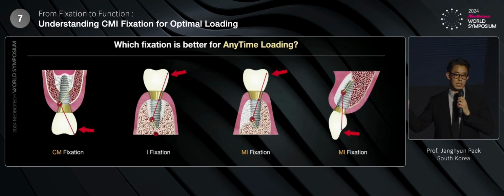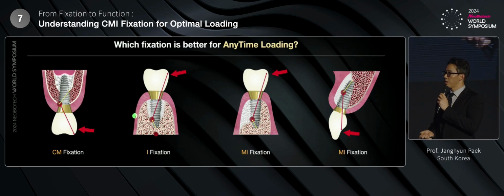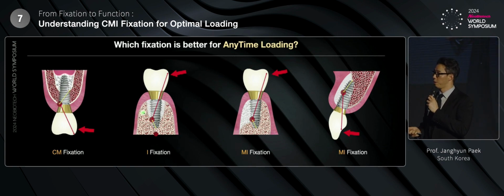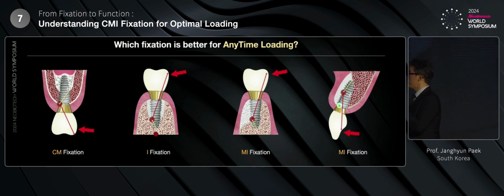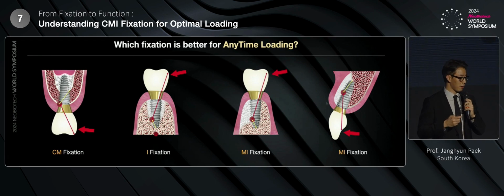So which fixation is better for anytime loading? Absolutely, we have to have CMI fixation here. CMI fixation is always good for anytime loading. But in MI fixation cases, we do have a big crown to implant ratio. So this is unfavorable, and if you do have lateral forces, it's going to be very detrimental to the fixture. Also in MI fixation, it's very detrimental, and this anterior MI fixation is also going to be very dangerous. So we have to be very careful.